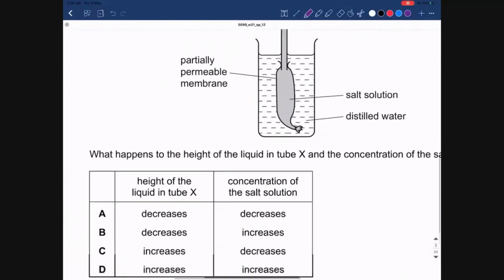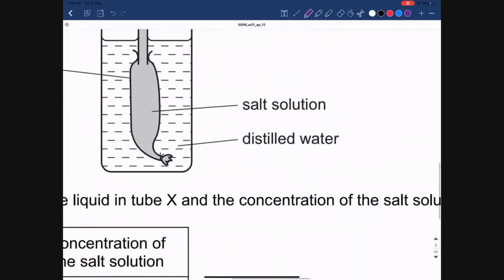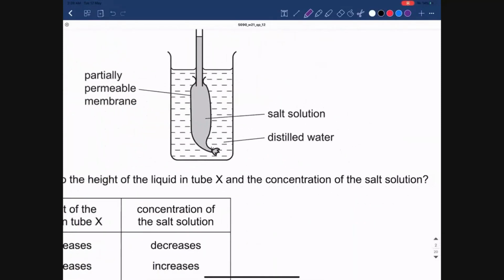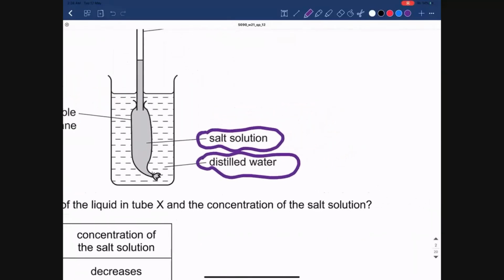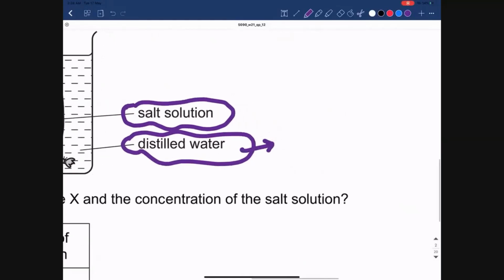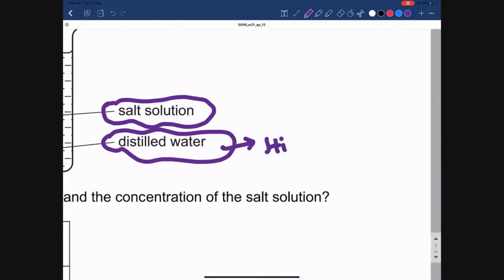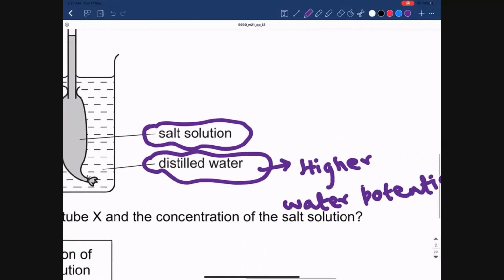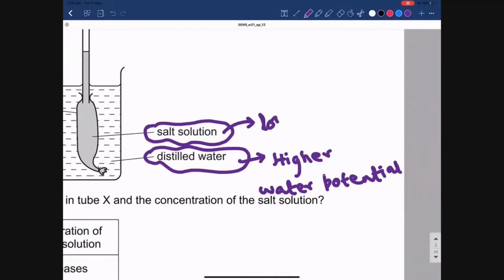Okay, so if we look at the two different substances, one is salt solution and one is distilled water. So salt solution is in the bag and distilled water is in the beaker. If we compare the two solutions, distilled water is pure water, so it has the highest water potential. As it is pure, it does not have any solute. Whereas the salt solution has salt dissolved in water. So because of the salt, the water potential will decrease. So it has a lower water potential.